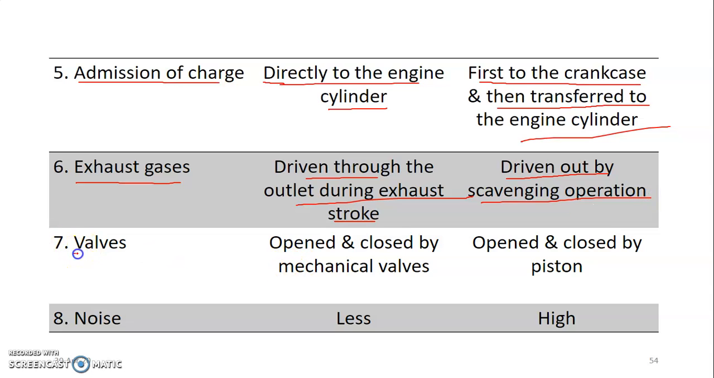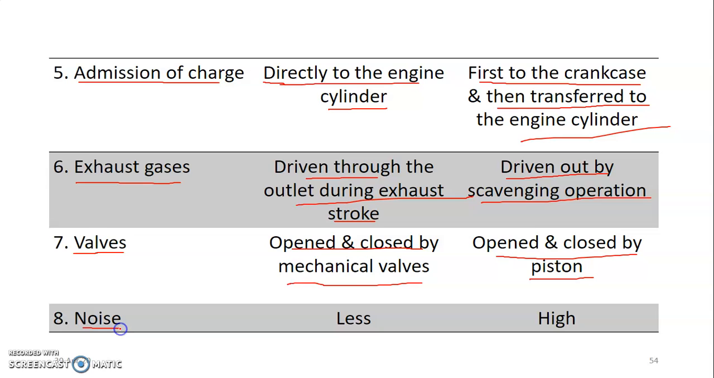So next, the seventh difference of the comparison, valves. We are going to use mechanical valves in a 4-stroke engine, where the opening and closing of the valve takes place mechanically. In a 2-stroke engine, there is no valve. Instead of valves, we have ports, opened and closed by the piston. By moving the piston up and down, we can open and close the ports in a 2-stroke engine. That is another difference.